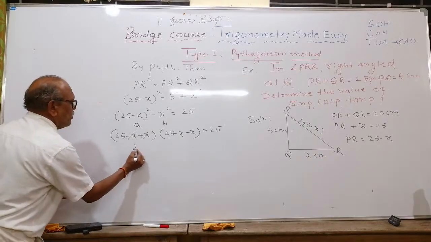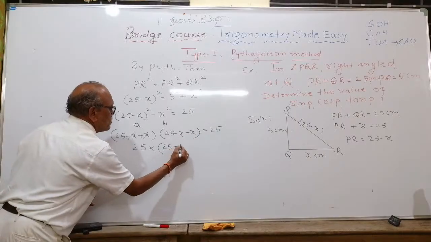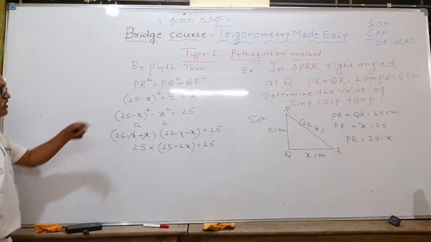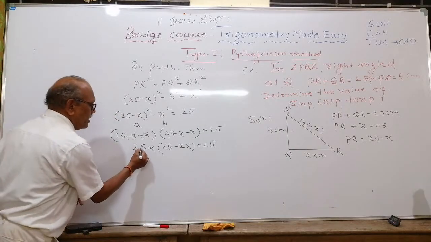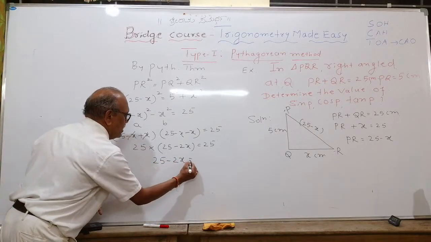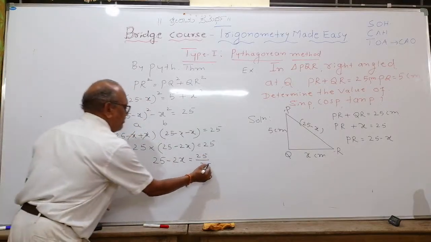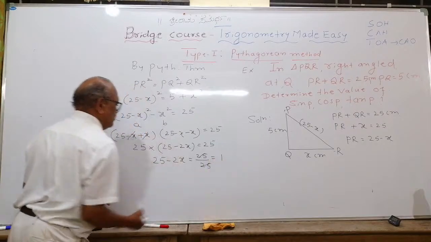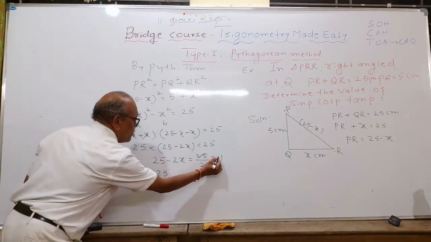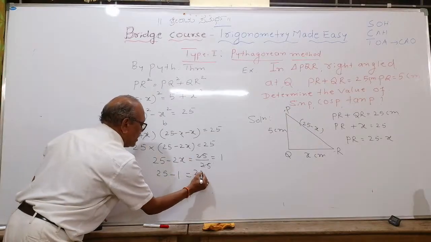And you are left with 25 into, 25 minus X minus X becomes 25 minus 2X, is equal to 25. Use the trick of A square minus B square. And observe, take this 25 to the right, you will get 25 minus 2X is equal to 25 upon 25. 25 cancels, you will get 1. You take 1 to the left, 2X to the right, you get 25 minus 1 equals 2X.